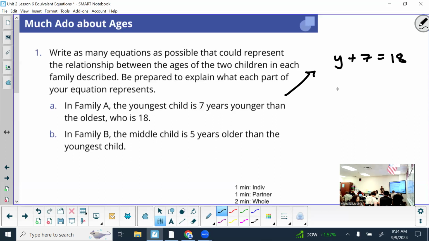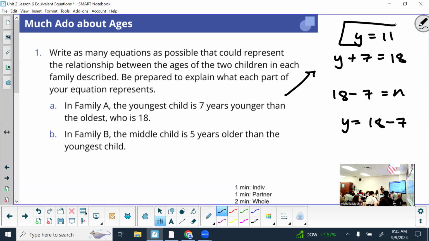Brayden? Equals what? Okay. Jordan? All right, any others out there? Let's evaluate and make sure these make sense. So could you actually tell me the age of the youngest child? What is the age of the youngest child? They do give you enough information for that, right? Because if they're 7 years younger than someone who's 18, then they're 11.